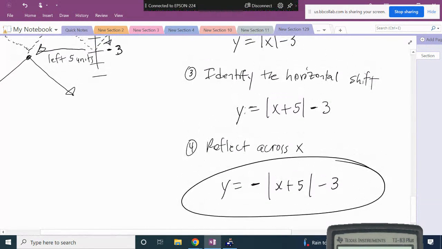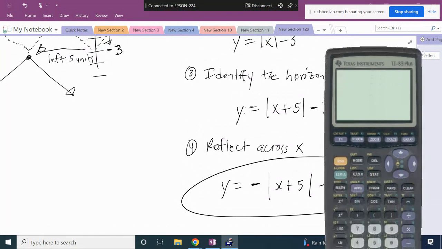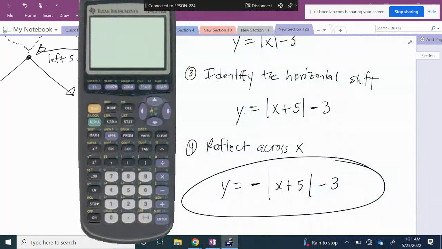So we're actually going to graph this one just to make sure. All right, so we shifted the absolute value down 3, we shifted it to the left 5 units, and we reflected it across the x-axis. All right, so let's graph that one.